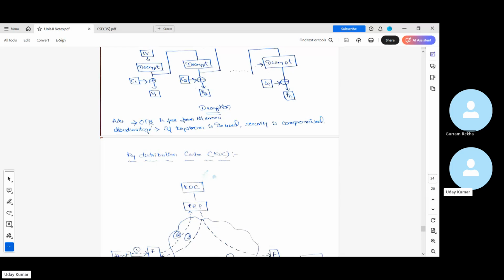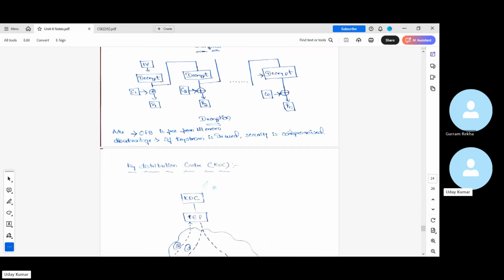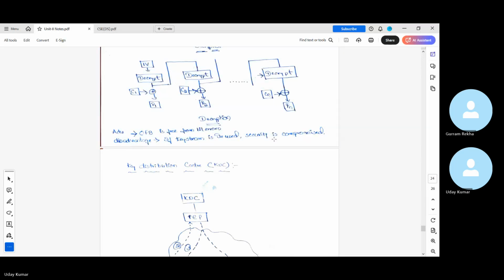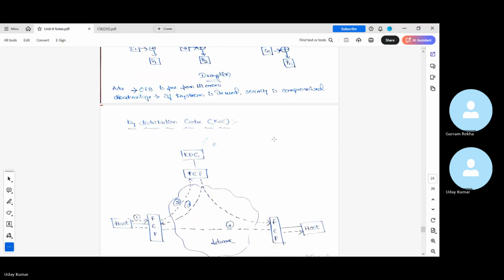So the advantage is OFB is free from bit errors. The disadvantage is if the key stream is reused, security is compromised. So that repetition should not be there. Like in the first mode, if you have the same plain text, you'll get the same ciphertext. So if you have the same key stream, the security is compromised. It will be easy for the hacker to decipher the plain text, right?